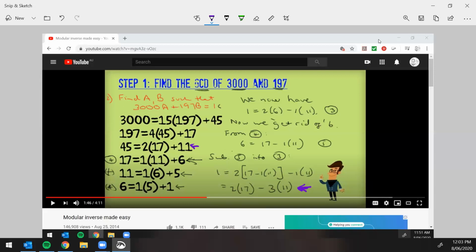What's going to be the result? We're going to express 1 in terms of multiples of 17 and multiples here of 45. So at every step that we go back up the Euclidean algorithm, we increase the numbers that we're taking multiples of to get 1. And so eventually we'll get up to here and we'll have 1 expressed as some multiple of 3000 and some multiple of 197.